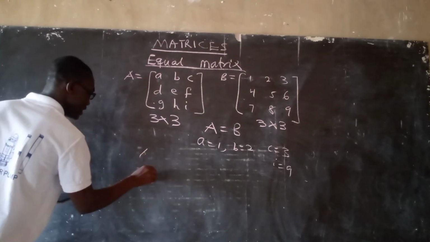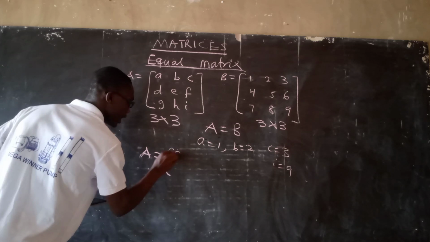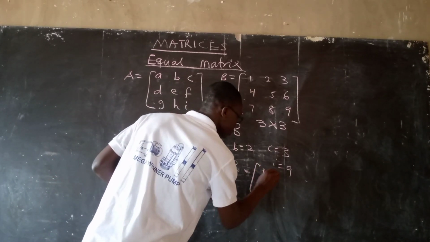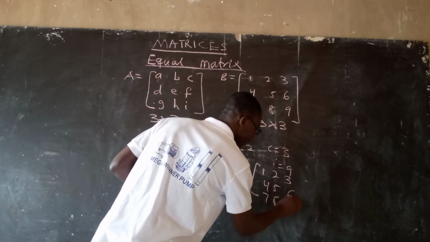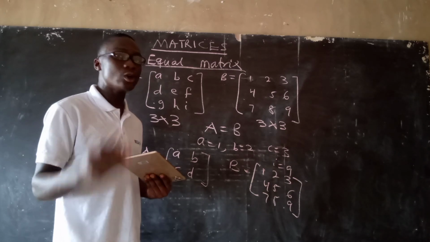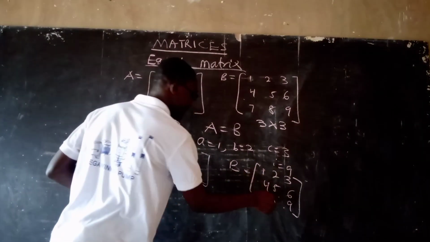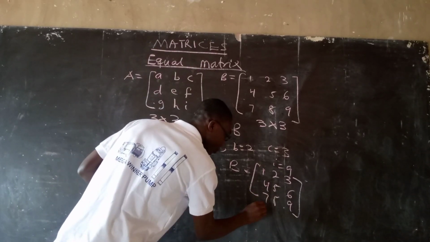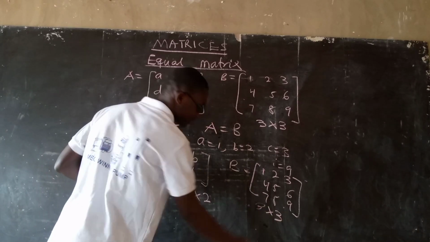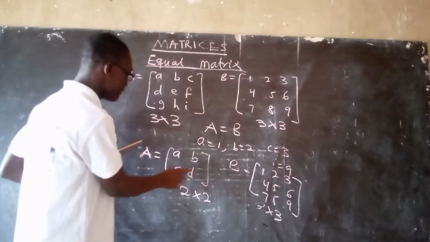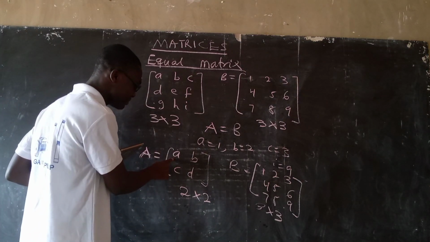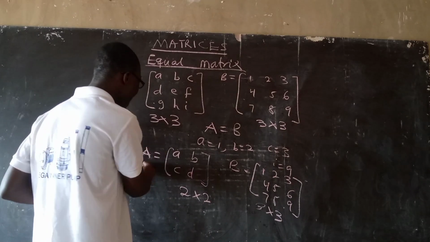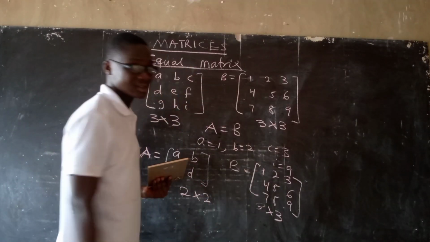So let's say we have A is equal to 1 A, B, C, D, and then B is equal to 1, 2, 3, 4, 5, 6, 7, 8, 9. Matrix A and matrix B cannot be equal matrices in any way because they have different dimensions. Matrix A is 2 by 2. It has 2 rows and 2 columns. Matrix B is 3 by 3. It has 3 rows and then 3 columns. So since they have different dimensions, they can't be equal matrices. But matrix A alone is a square matrix because they have the same number of rows and columns. Matrix B alone is also a square matrix. But matrix A and matrix B are not equal matrices because they have different dimensions. Let's continue.